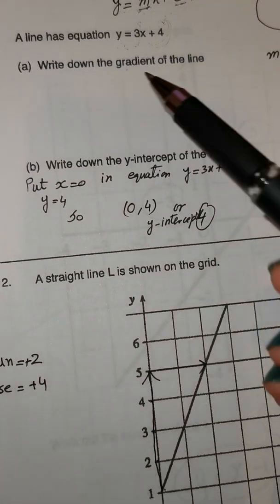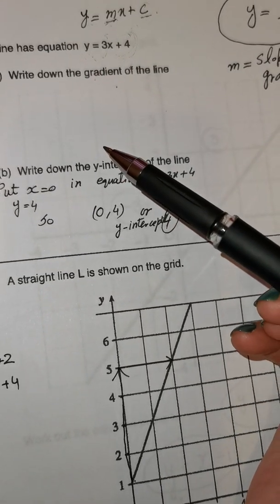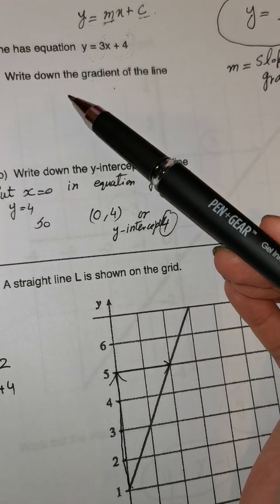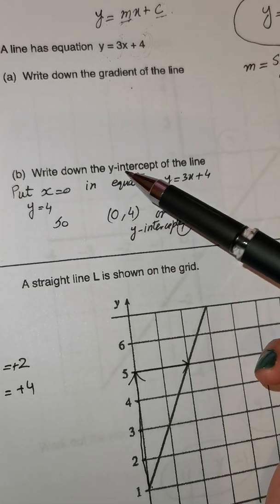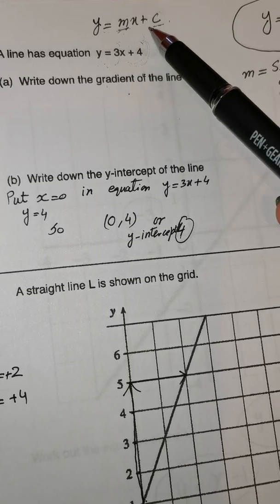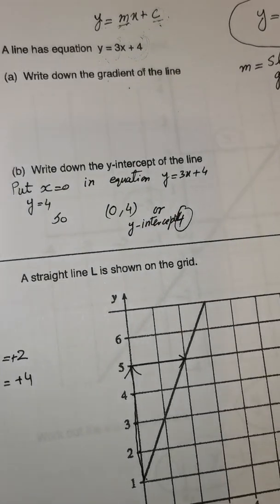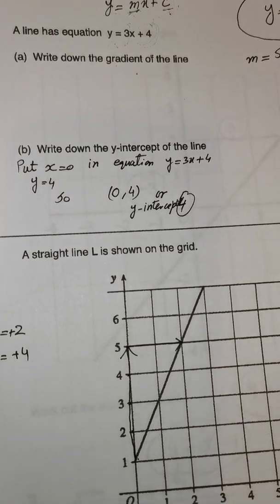So in this question, write down the gradient of the line: m is equal to 3, the gradient or slope. And write down the y-intercept of the line. I have told you earlier that whatever the value of c, it will be the y-intercept. So you will write the y-intercept here is 4.